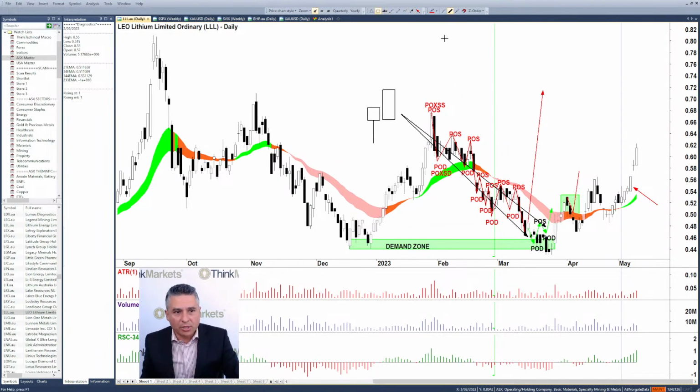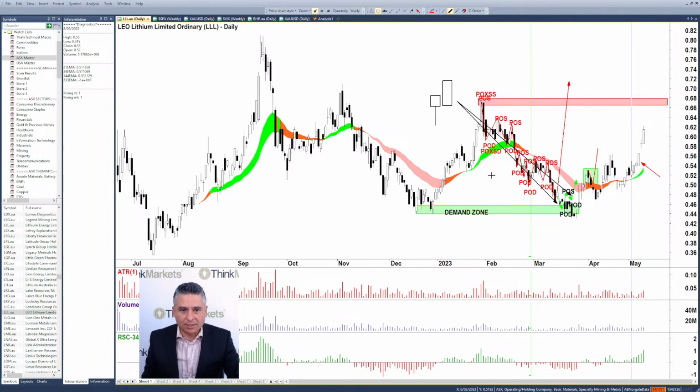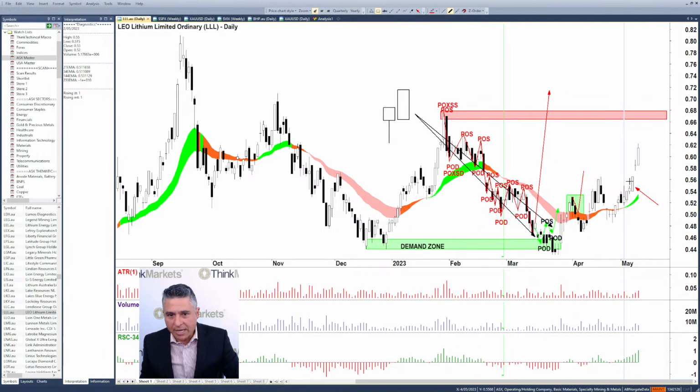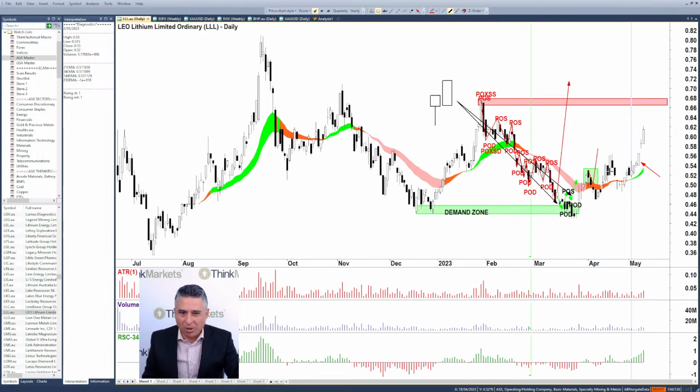We do have a point of supply that we're going to be concerned about here, and this is more of a trade. I don't think this is in it for a long time. I think this is more in it for a good time. And if you can kind of hit it at 56 and sell it at 66, that might be the trade on this one. But watch out.